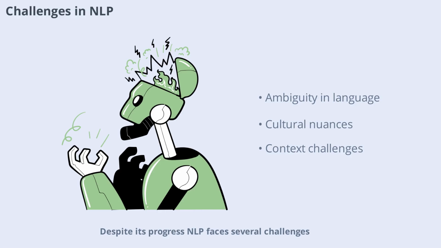Despite its progress, NLP faces several challenges. Human language is full of ambiguity, slang, and cultural nuances that are difficult for computers to interpret. Sarcasm, idioms, and context-dependent meanings often trip up even the most advanced models. Researchers are constantly working to improve NLP's ability to handle these complexities and make language understanding more robust.